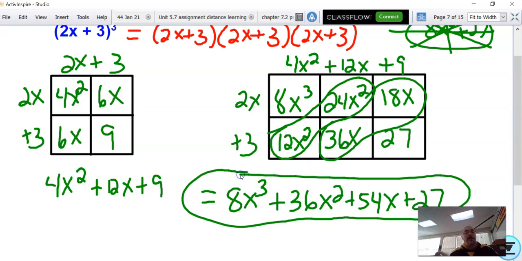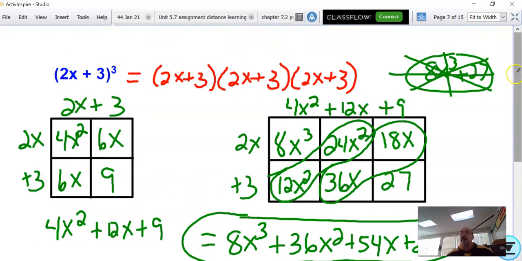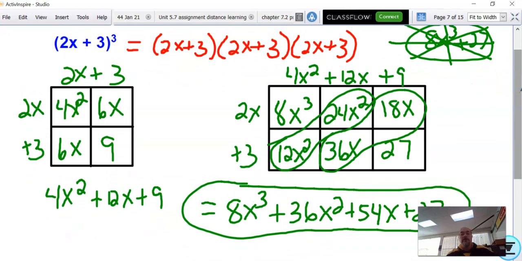All right, ladies and gentlemen, that's it. That's what 5.3 is all about. I'm pretty sure that was the last one. Let's take a look. Yep, that's the next lesson, folks. We'll get to that in our next lesson. All right, ladies and gentlemen, pretty straightforward. Good luck. We'll see you in the next lesson.